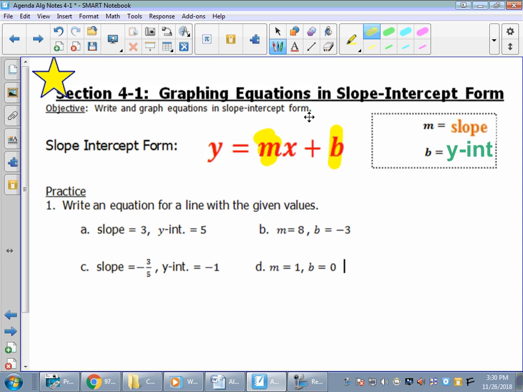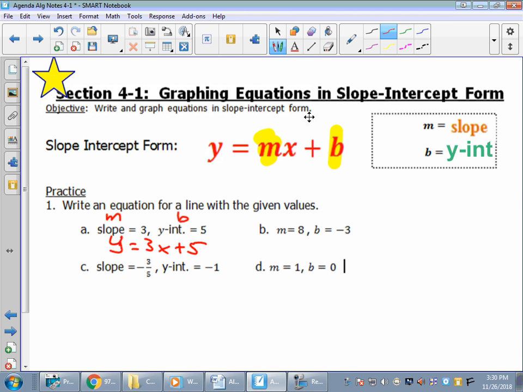So down at the bottom here with these practice problems, pretty simple one in part A: slope of 3 and a y-intercept of 5. So basically we're just going to substitute these in. This would be my m, and this is my b. So I could simply just write this one, y equals 3x plus 5, because 3 is my slope and 5 is my y-intercept.